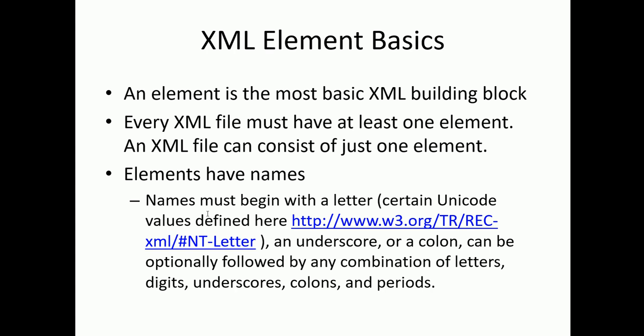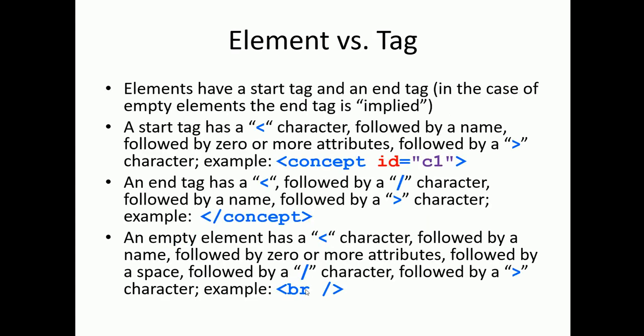Elements have names. Names begin with a letter, a certain Unicode value defined at the World Wide Web Consortium URL shown here, or an underscore or a colon, optionally followed by any combination of letters, digits, underscores, colons, and periods. An element versus a tag. Elements have a start tag and an end tag. In the case of empty elements, the end tag is implied. A start tag has a less than character followed by a name, followed by 0 or more attributes, followed by a greater than character. An example would be here.